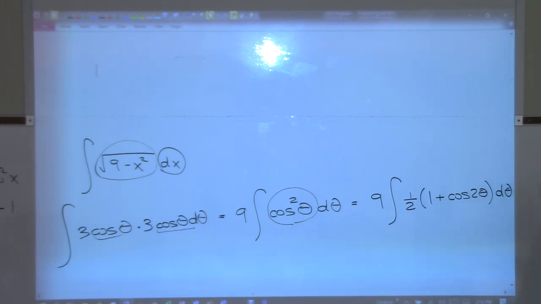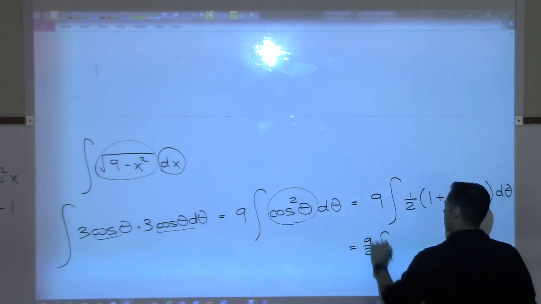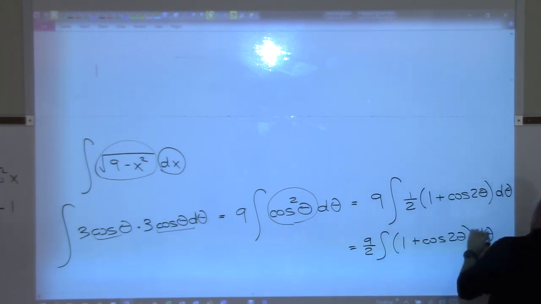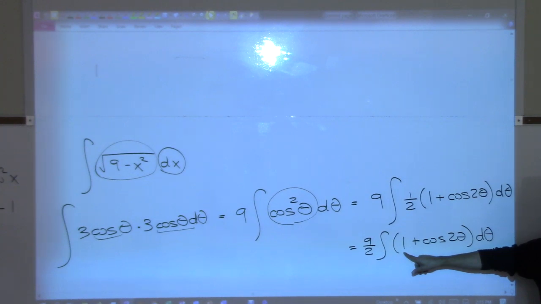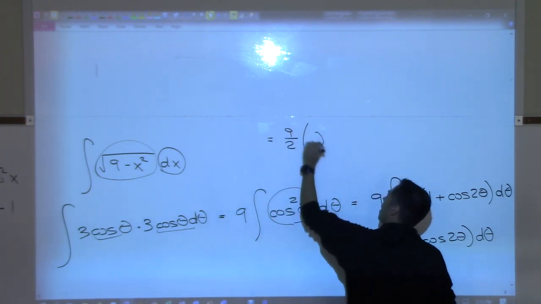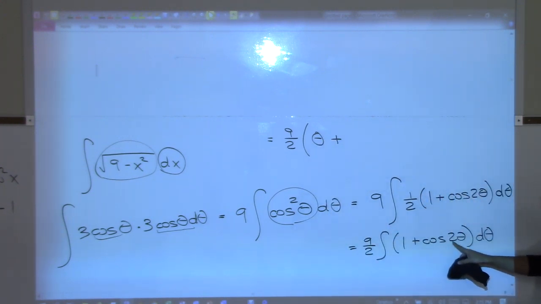So then we put a constant. Yeah, we can pull the half out. 9/2 integral, we'll just have 1 plus cosine 2 theta d theta. Going all right? Okay. Can we take the antiderivative of this now? Yeah, we could. Okay, so what's the antiderivative of 1? Theta. Theta, good. And then this one, I'll start writing it as you tell me here. I have 9/2 out front, and then you said theta, and then plus antiderivative cosine 2 theta.